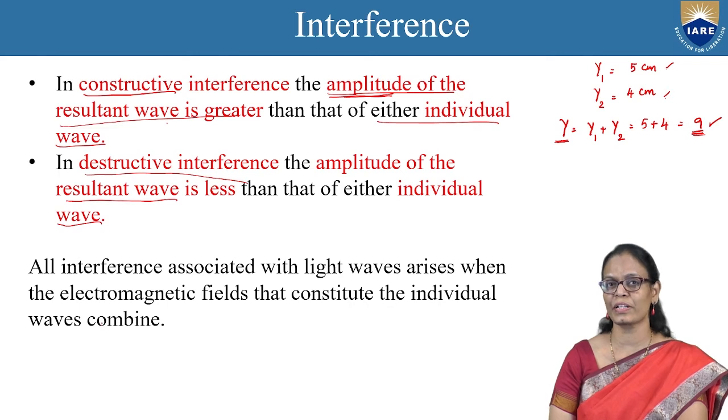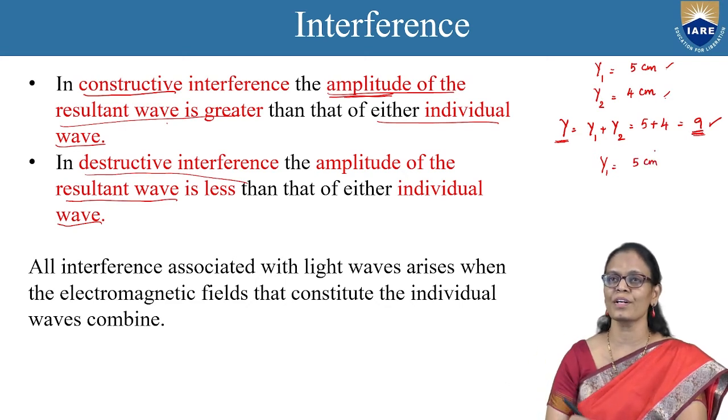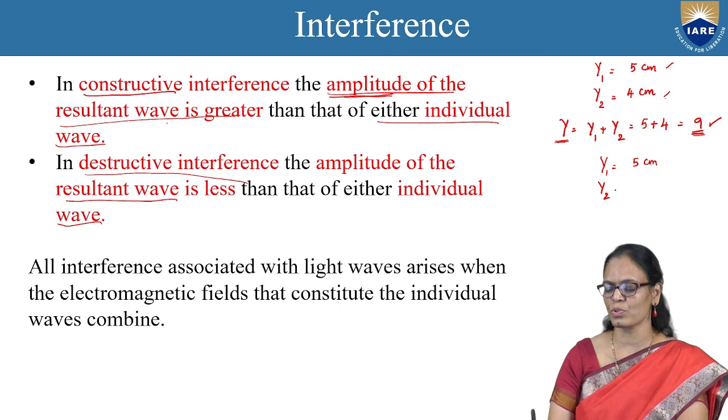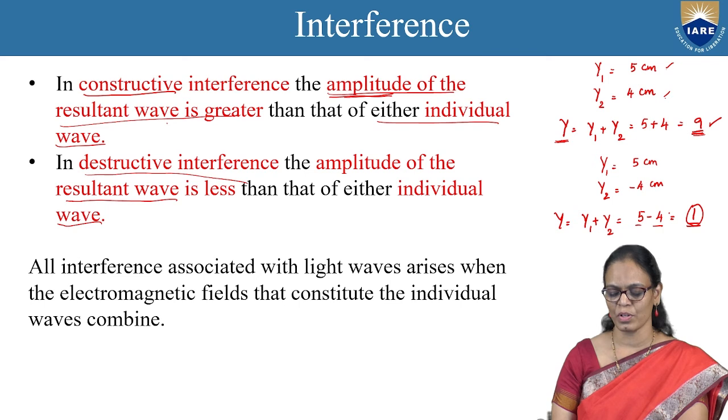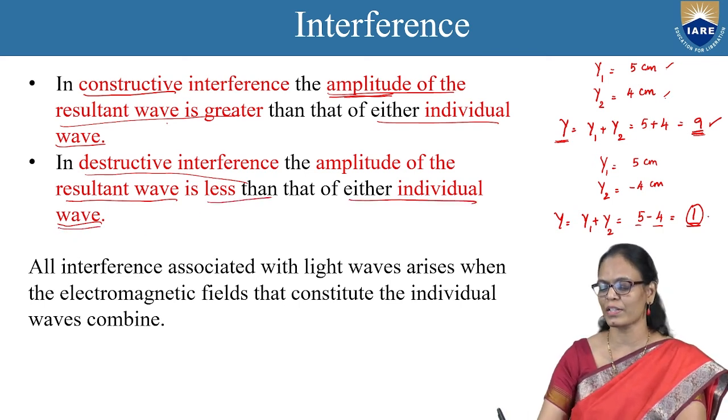Now coming to destructive interference. Suppose we take the same waves, but they are coming in opposite, meaning the crest falls on a trough, so we take y2 to be equal to minus 4 centimeters. When we take the vector sum of the two displacements, y is equal to y1 plus y2, 5 minus 4 is equal to 1. So 1 is small. It is less than either 5 or 4. It is less than either of the individual waves. That is what we are trying to understand.